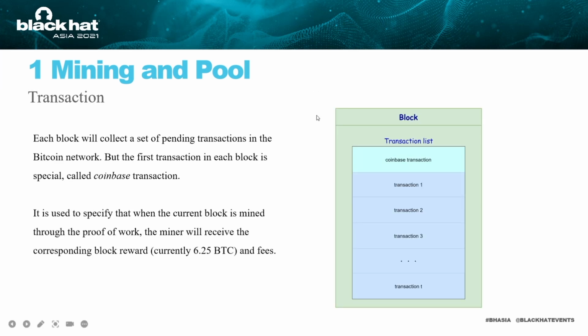Each block will collect a set of pending transactions in the Bitcoin network. But the first transaction in each block is special, called the Coinbase transaction. It is used to specify that when the current block is mined through the proof of work, the miner will receive the corresponding block reward and fees.